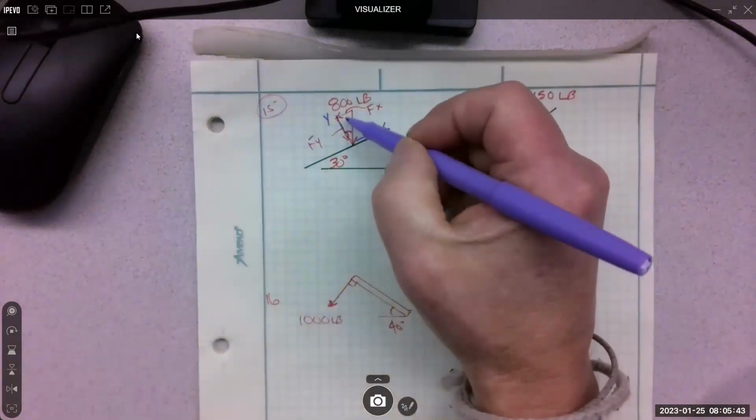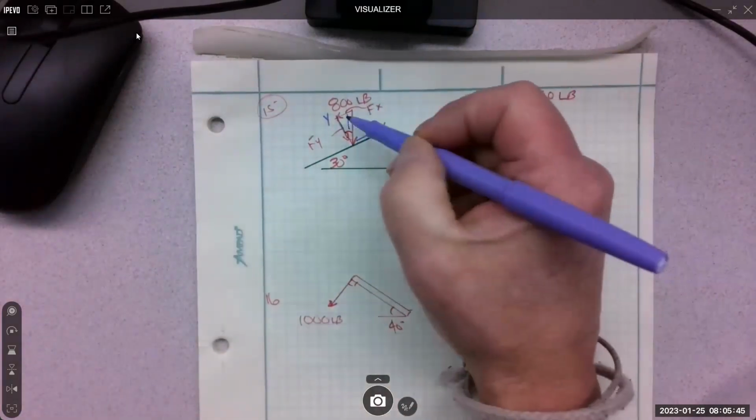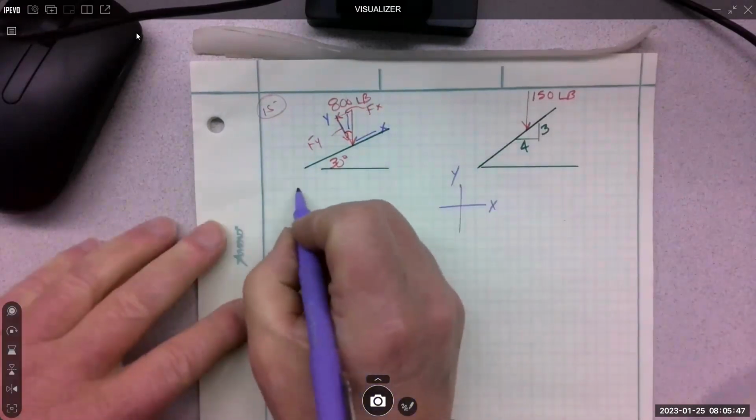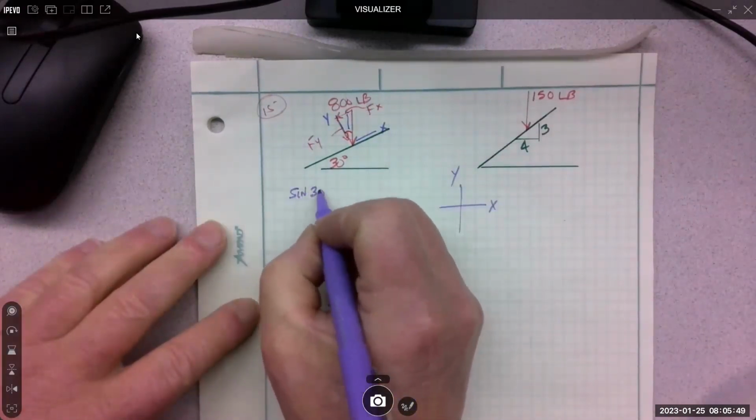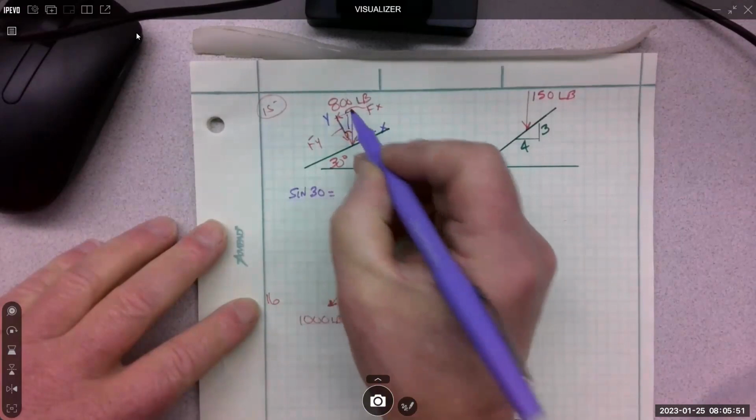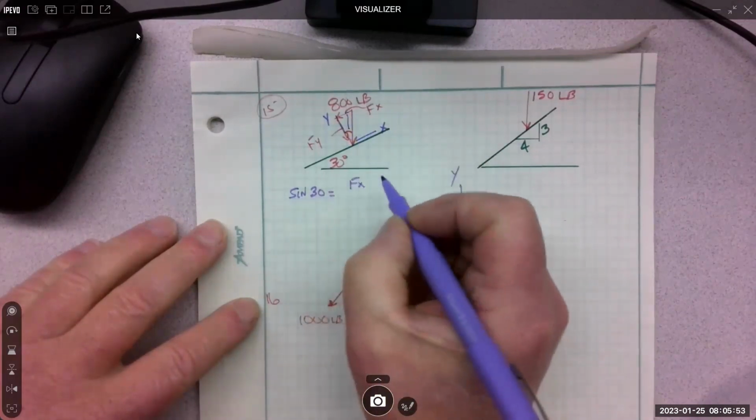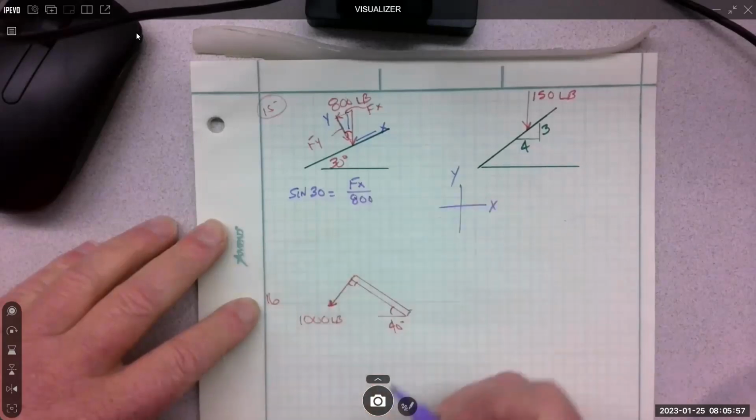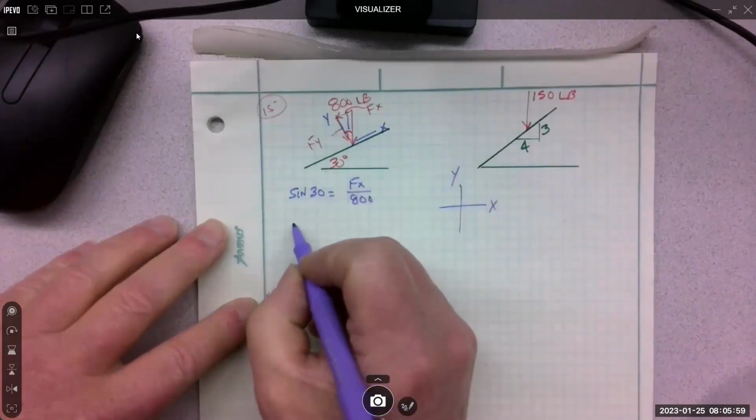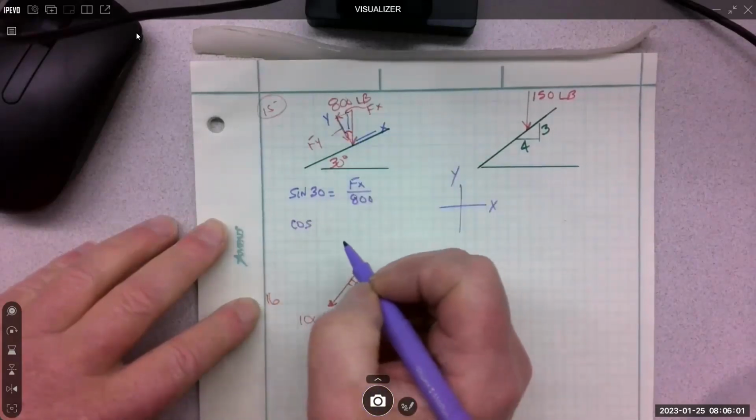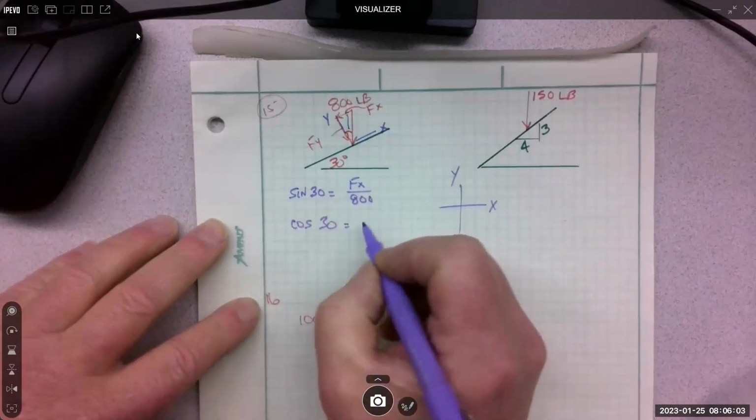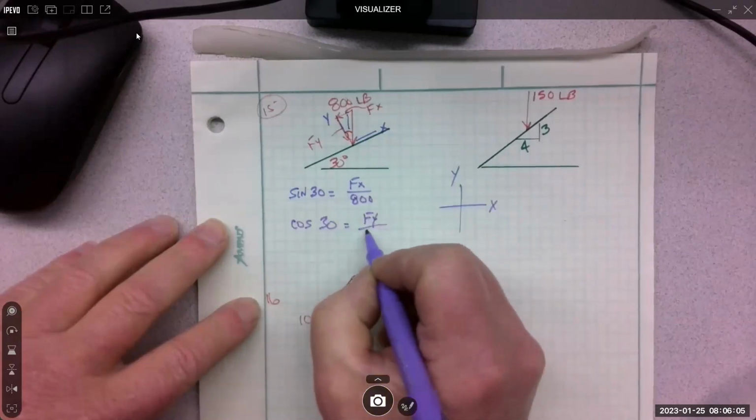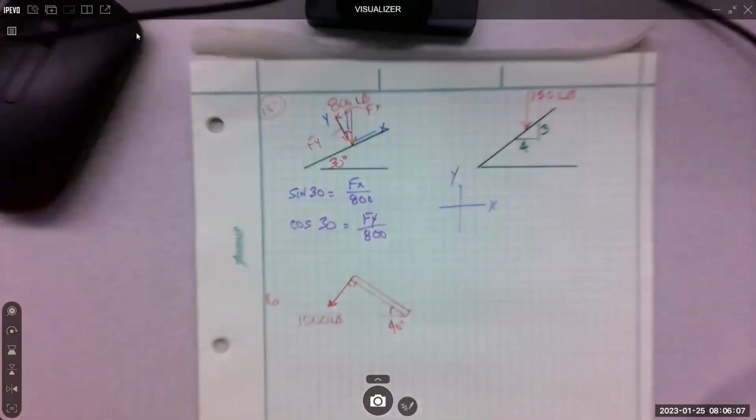Then I could go after, since I know that angle, opposite side would be sine. And that's going to equal opposite. That is Fx over 800. And then the other one is cosine 30 equals Fy over 800.